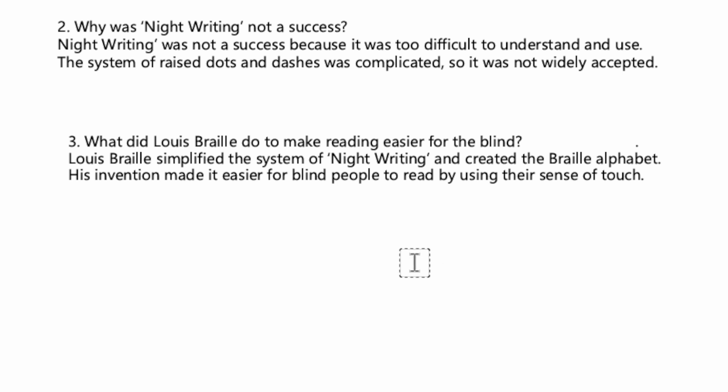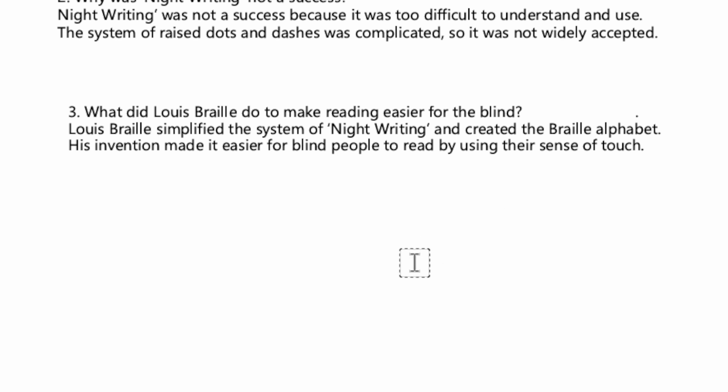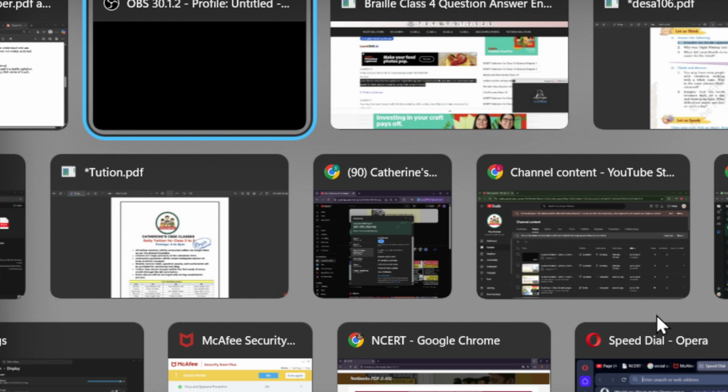Okay, what did Louis Braille do to make reading easier for the blind? So Louis Braille simplified the system of night writing and created the Braille alphabet. His invention made it easier for blind people to read by using the sense of touch. So that is very important. That is the reason this Louis Braille system was successful. Okay. Next.